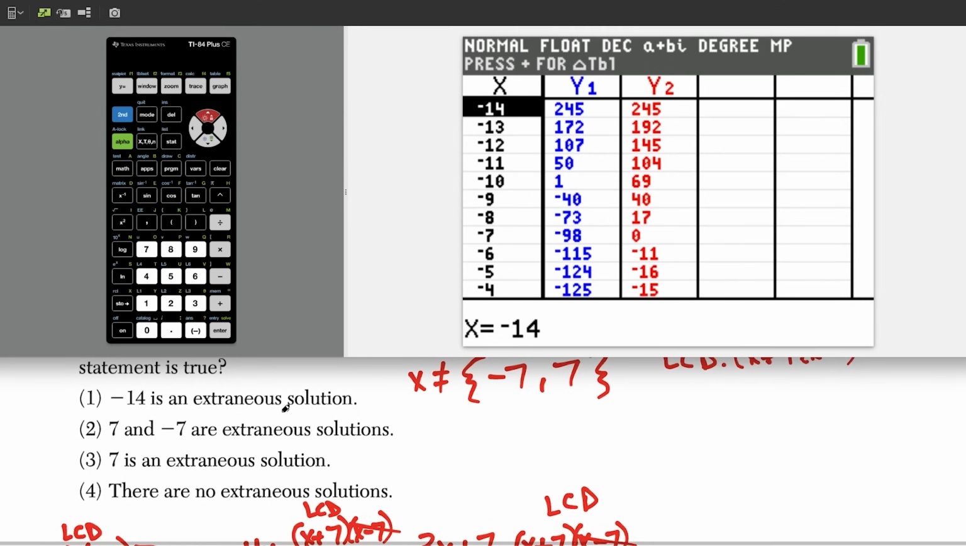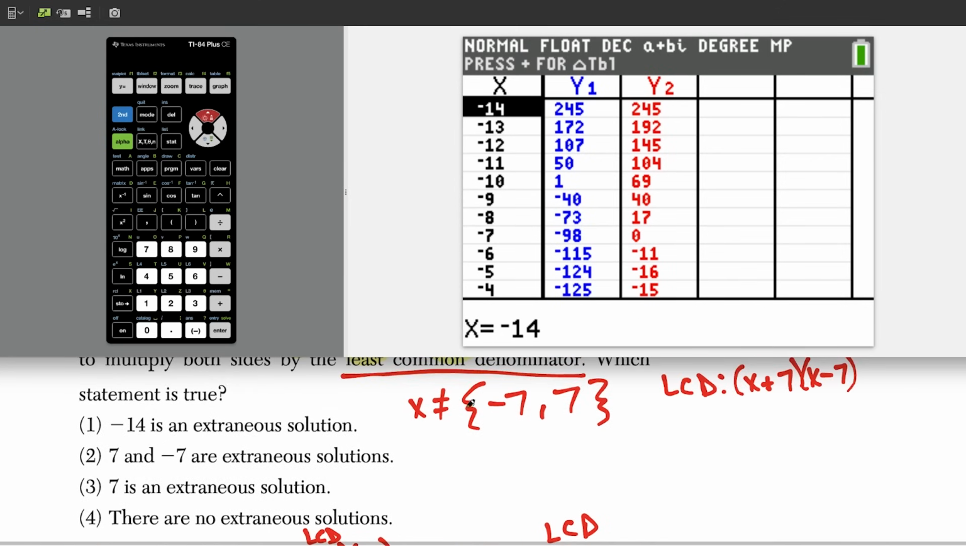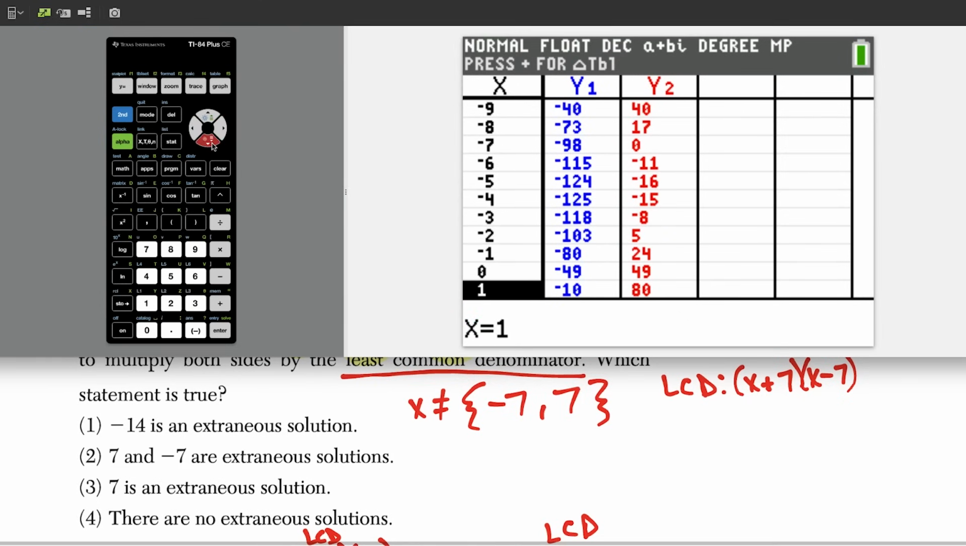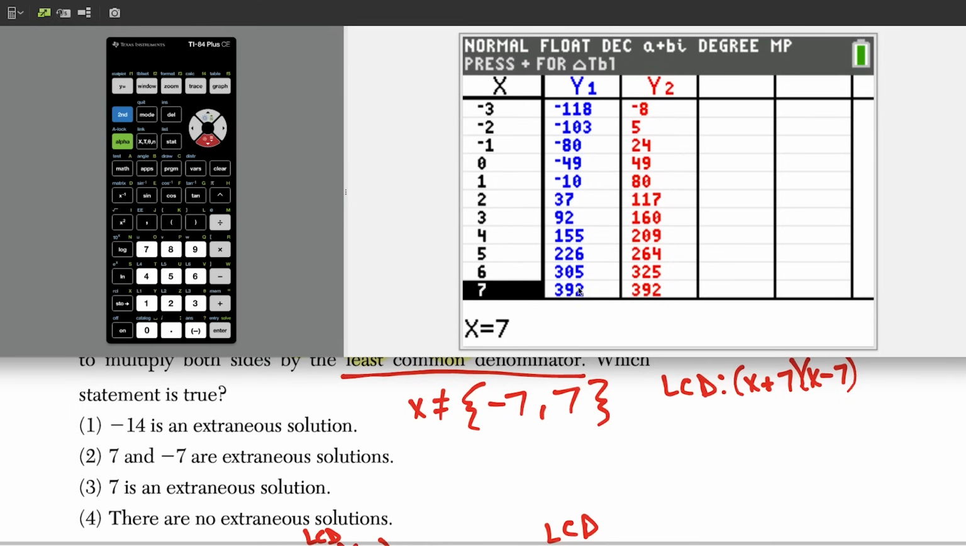But this is not an extraneous solution because we excluded the values early on. We said x cannot equal -7 or +7. Those are out, so those are the ones I want to check for. But notice here, when x equals -7, the y values are different. So x equals -7 is not showing up as a solution here. If I look at x equals +7, notice that I do get a match. So I know that x equals 7 is going to show up as a solution, but I have to exclude it because we said in the beginning x equals 7 is not allowed.